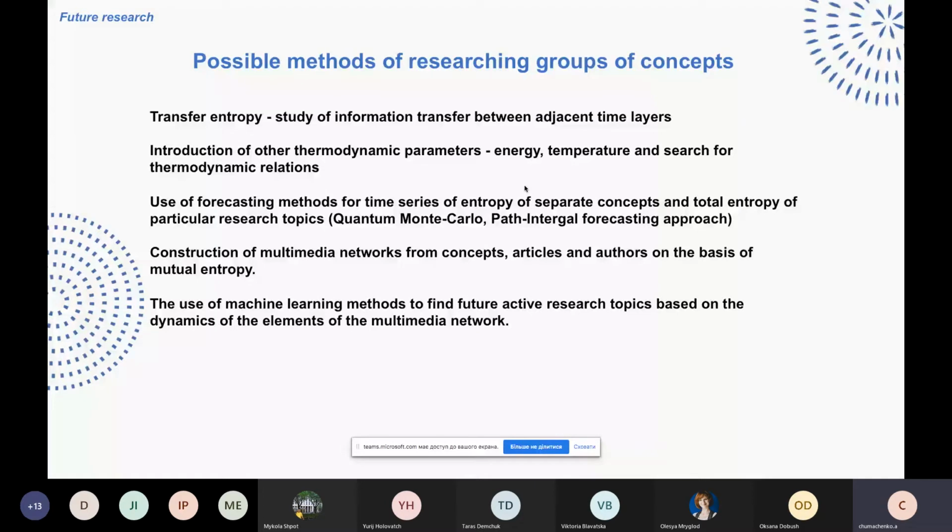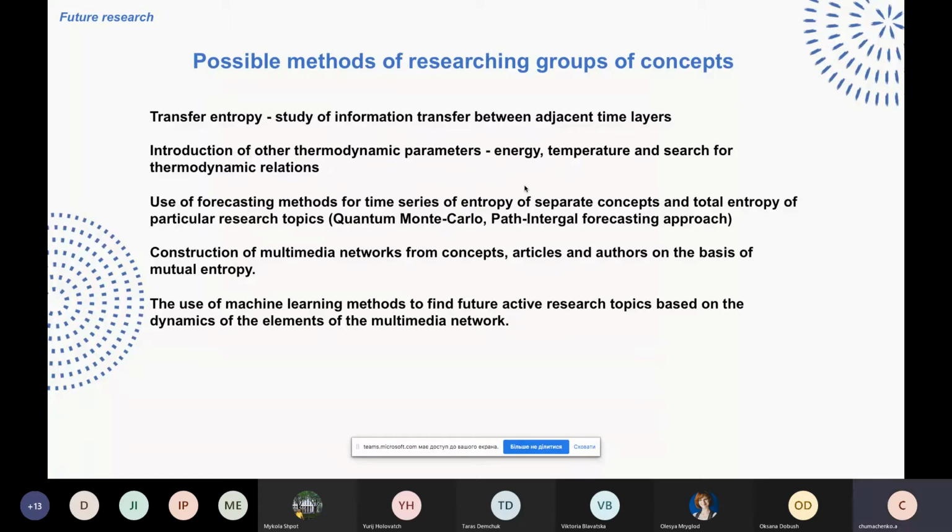We also can say that it is very challenging and interesting. We already did that, but we still need more research on how to introduce other thermodynamic parameters here, for example, energy, temperature, and others to build some thermodynamic relations between concepts. We have a velocity, we have entropy. Energy is also a possibility to introduce, and temperature. There are good methods to introduce it to say which concepts are really hot in the sense of temperature.